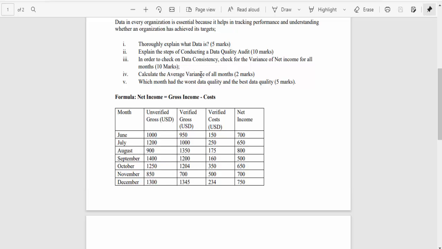So calculate the average variance of all months. Which month had the worst data quality and the best data quality?